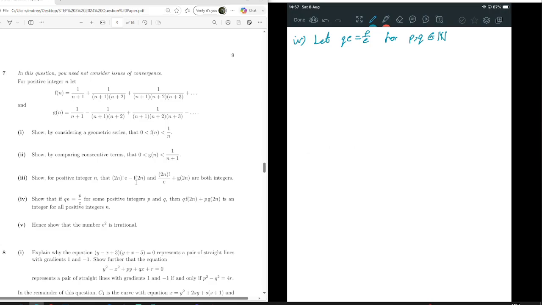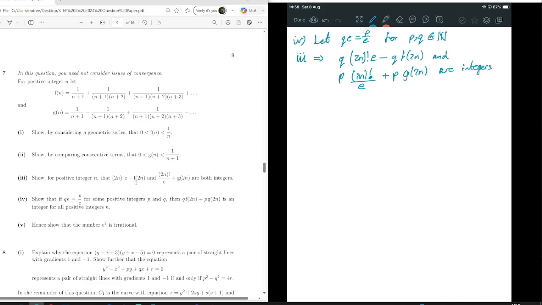So let's just do it and actually manipulate afterwards. Part 3 implies that Q times 2n factorial E minus Q f of 2n, and P times 2n factorial over E, because that's what our result for G was, plus P G2n are integers.